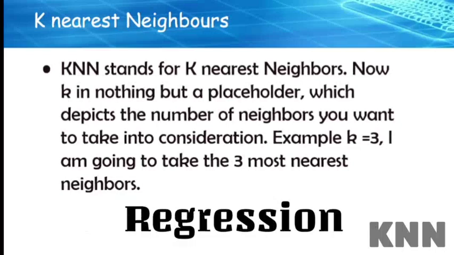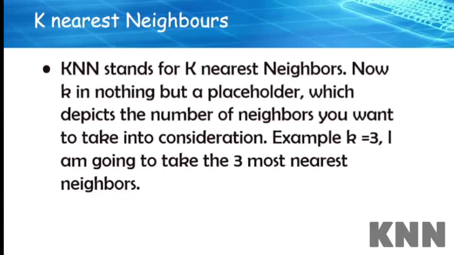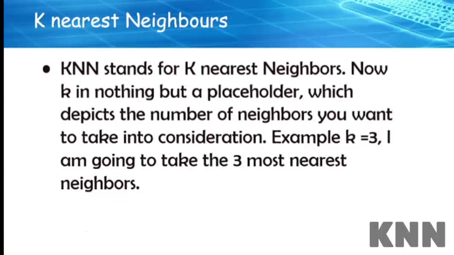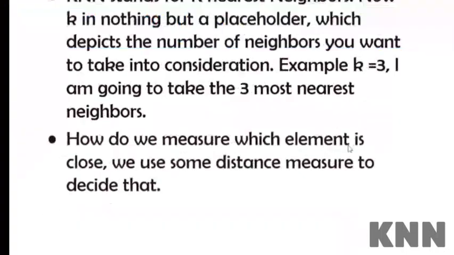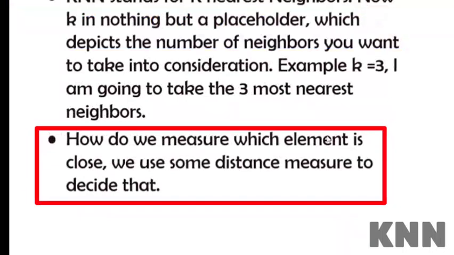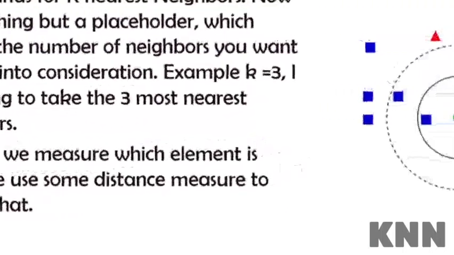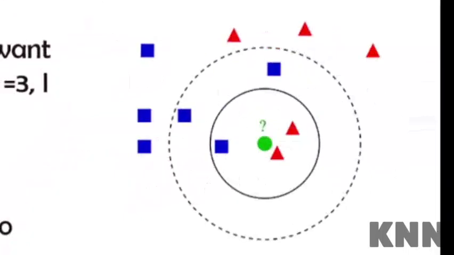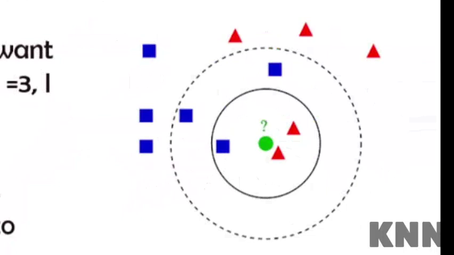It is used for regression as well as for classification, but mostly it is used for classification problems over regression problems. So how do we measure which elements are closest? We use some distance to measure that. Maybe here we have an example. KNN is a non-parametric algorithm, which means that it does not make any assumptions on the underlying data.